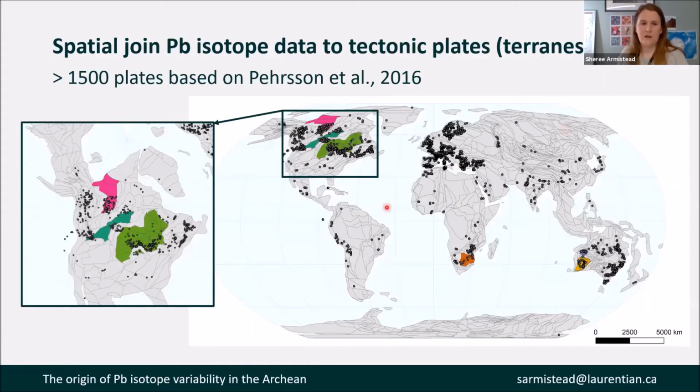So to do this, we can spatial join the data to different tectonic plates. We've used this model from Pearson et al. 2016, which includes over 1,500 plates or terrains, really. And you can see here, I've just zoomed in, there are lots of different plates that we can tie the lead isotope data to.